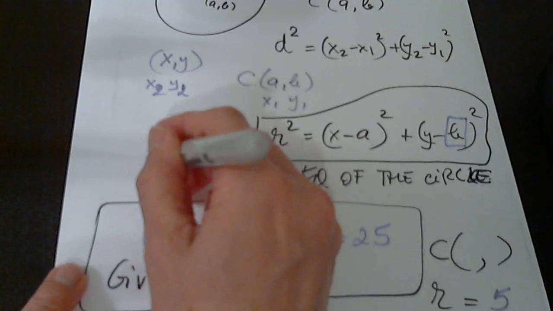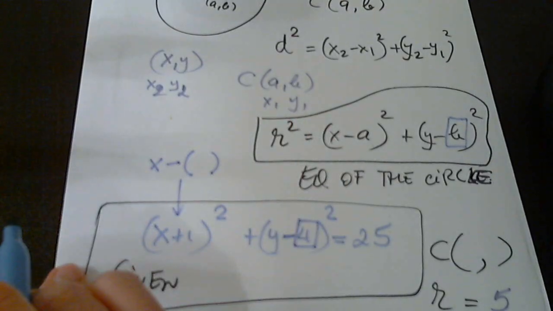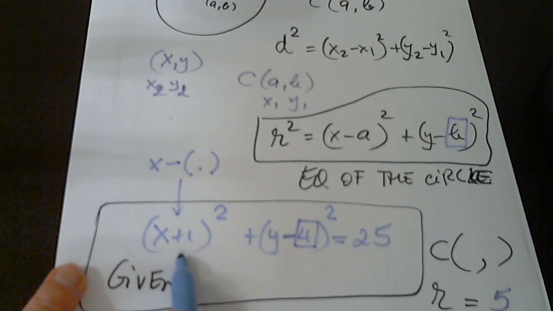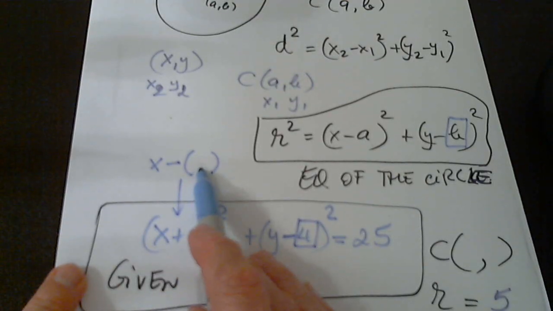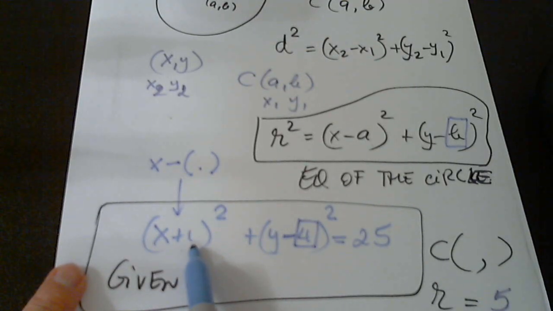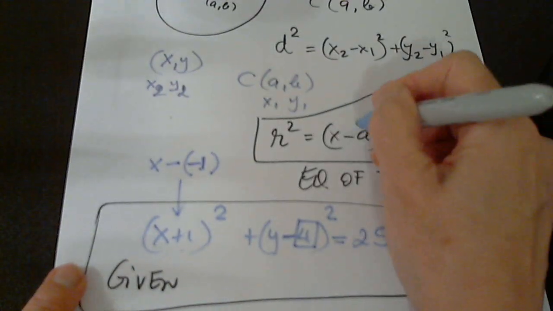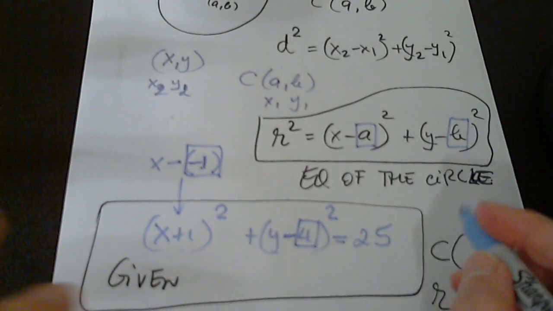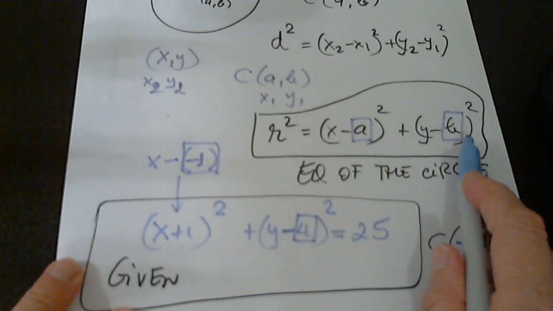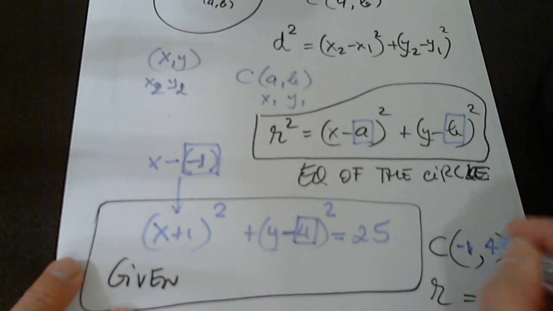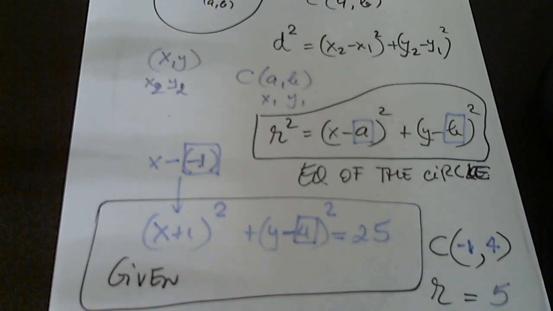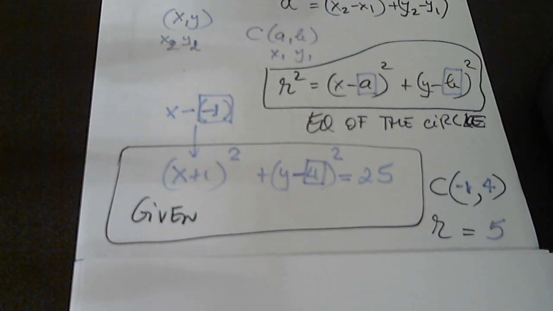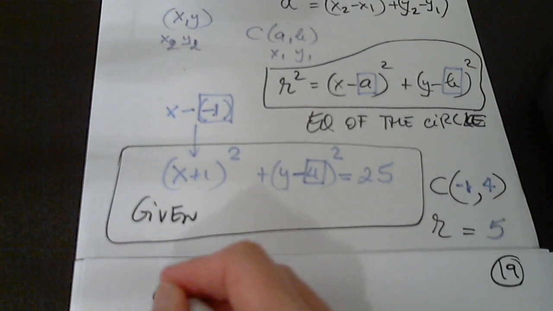I have to rewrite this as x minus, so I can get x plus 1. What should I have in here to get x plus 1? Negative 1. Yes. So this is how I read the a. So a is negative 1 and b is 4. Good. Final step, and I stop. Graph it. Graph the circle.